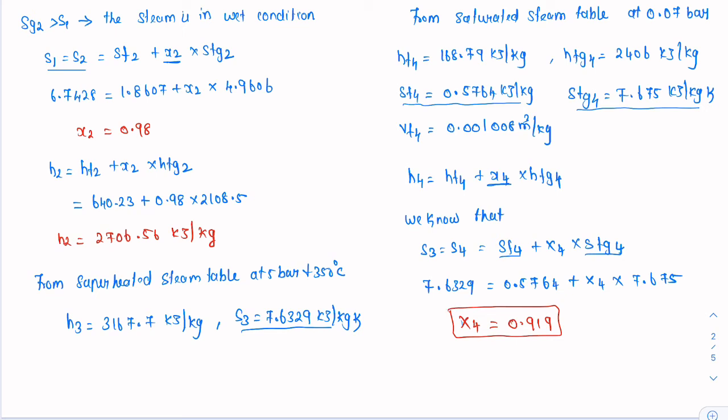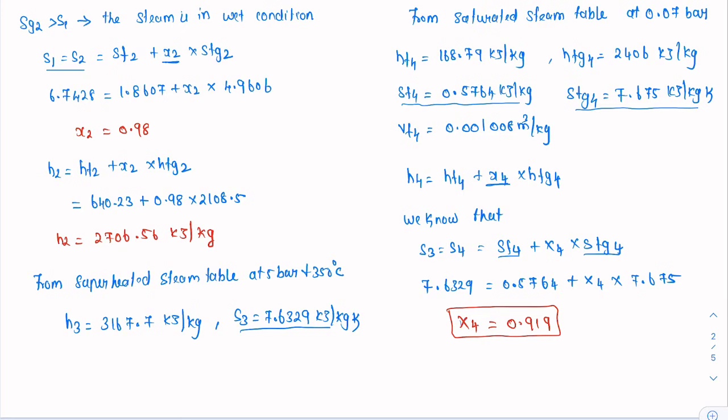We have found the quality of the steam at the end of the low pressure turbine, and this is the dryness fraction of the steam at the end of the LP turbine.